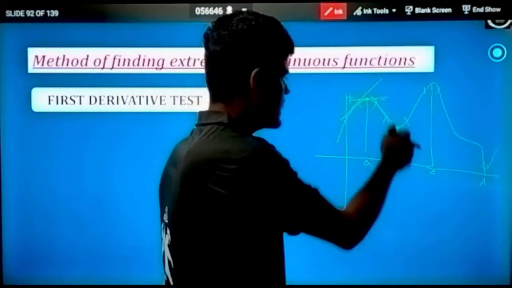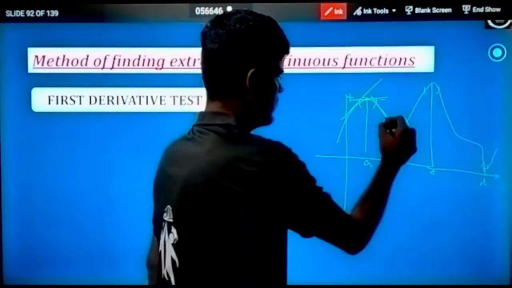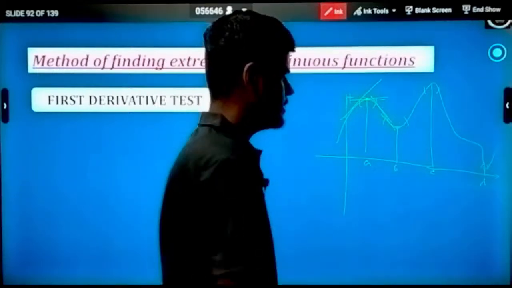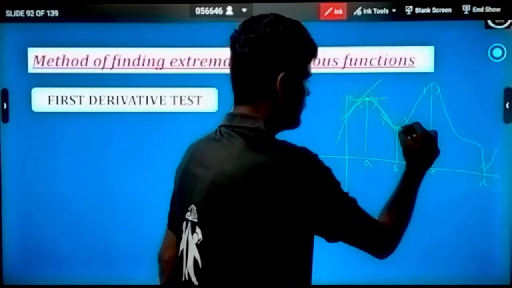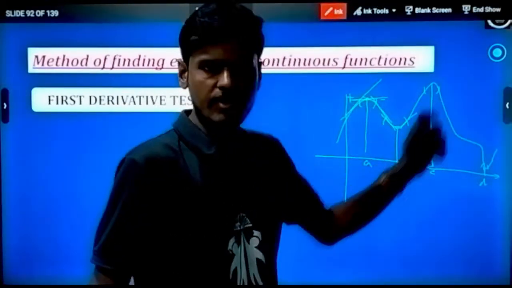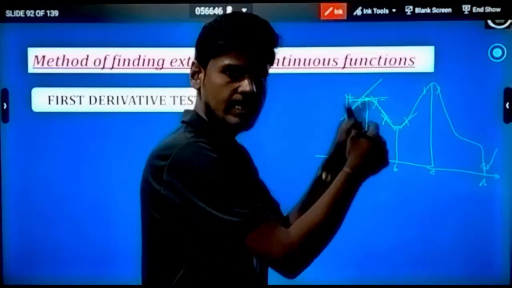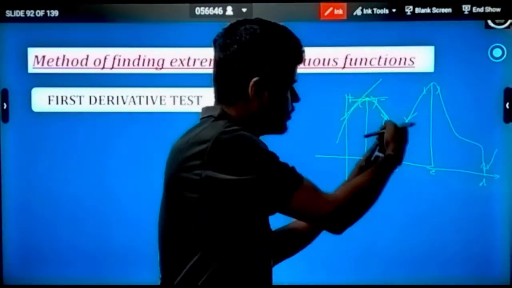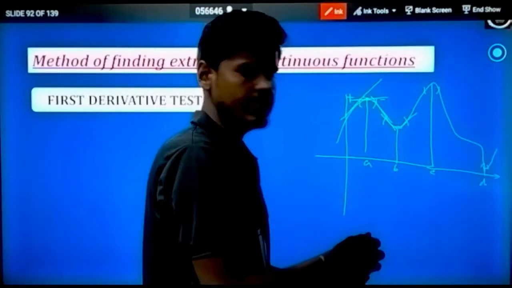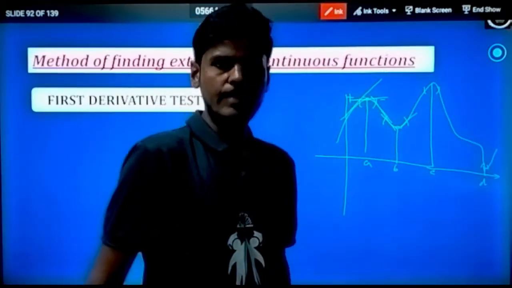Similarly, what is the minimum point? Again, the slope of the tangent is negative in the left neighborhood of point B and it becomes positive in the right neighborhood of B. So what is the understanding? The tangent changes its slope from negative to positive. Then we can say it is a point of minimum.